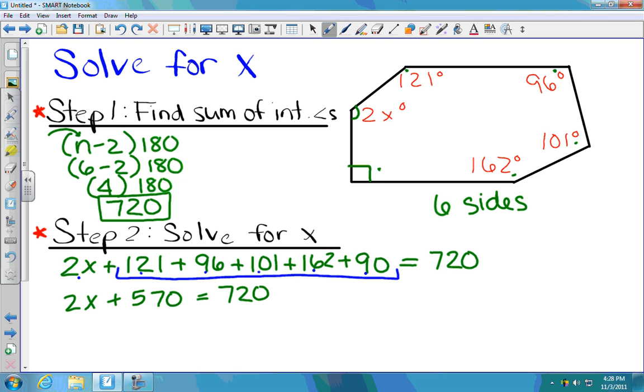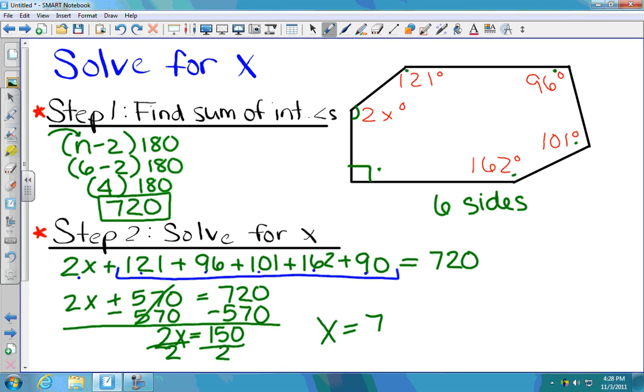So my first step is to get rid of that 570 by subtracting, because the opposite of adding is subtracting. So those cancel out, and I'm left with 2x is equal to 150. My last step, since this is 2 times x, is to divide, because the opposite of multiplying is dividing, leaving me with x is equal to 75 degrees.